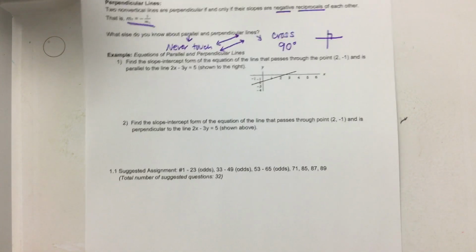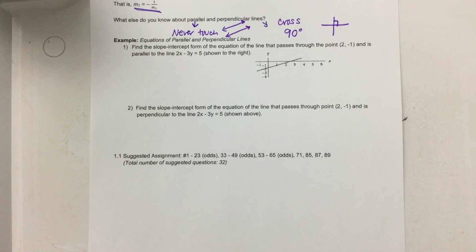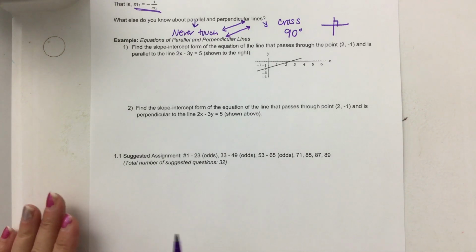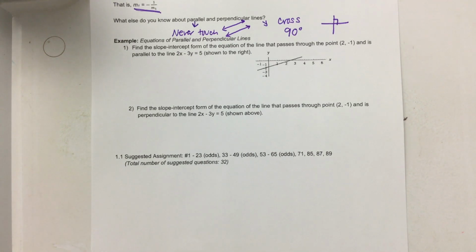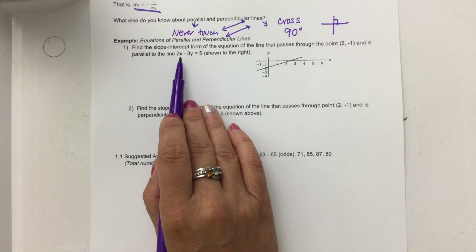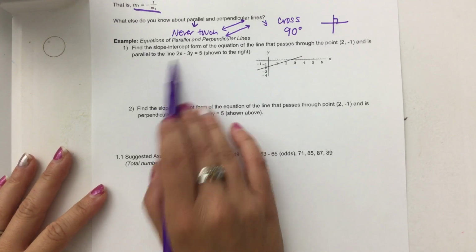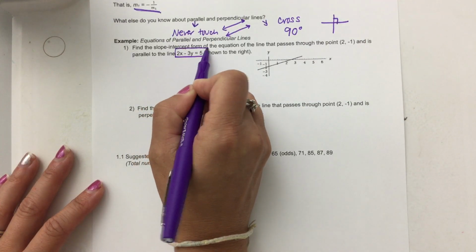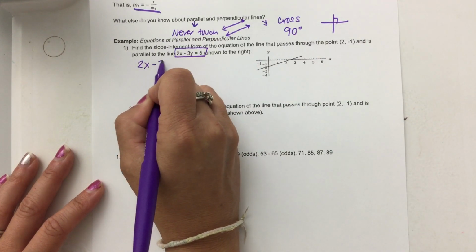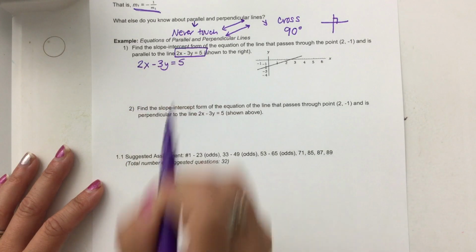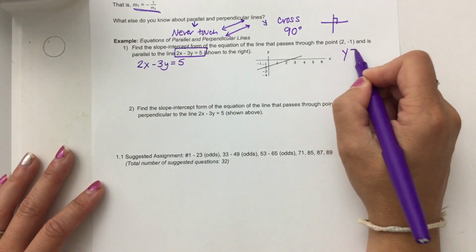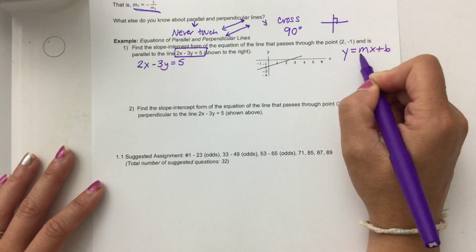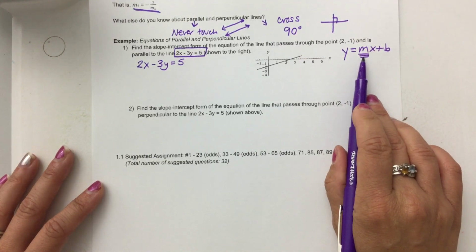So we have two examples to look at. It says, find the slope-intercept form, y equals mx plus b, of the line that passes through the point (2, -1) and is parallel to this line. Parallel means they have to have the same slope. So step one is we have to figure out what that slope would be. So I have 2x minus 3y equals 5. I need to convert that to y equals mx plus b because I need to know what the slope is.